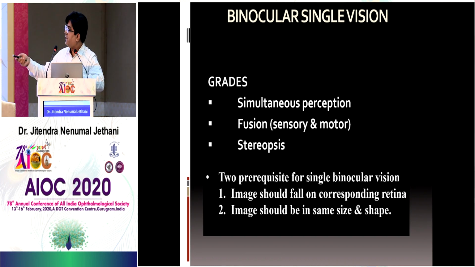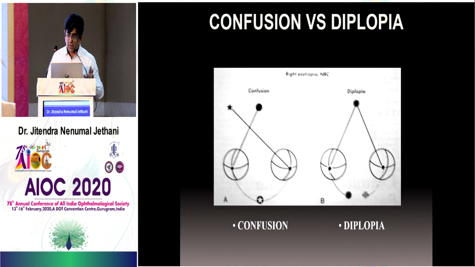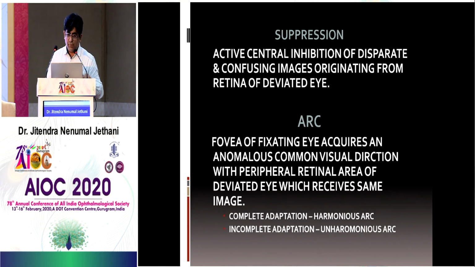So what is the prerequisite for binocular single vision? Images should be on corresponding retinal elements, and they should be approximately the same size and shape. This is all theory. I would just like to tell what is suppression, and I think even you people can easily attempt and tell what is suppression. Suppression is, you can read from this. So suppression is basically when one of the eyes, when both the eyes are open.